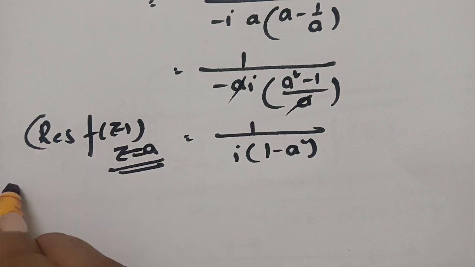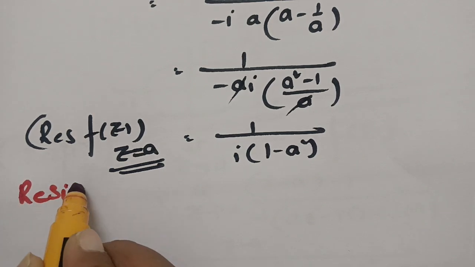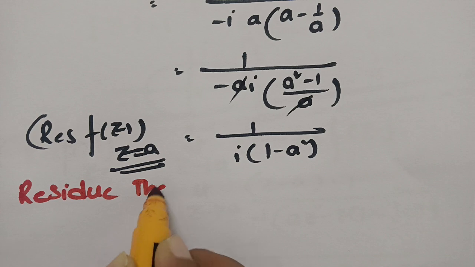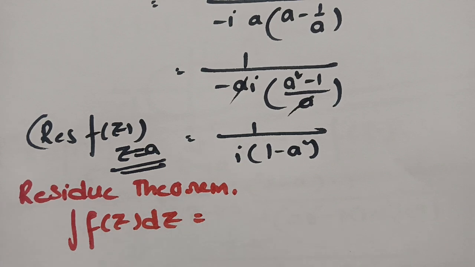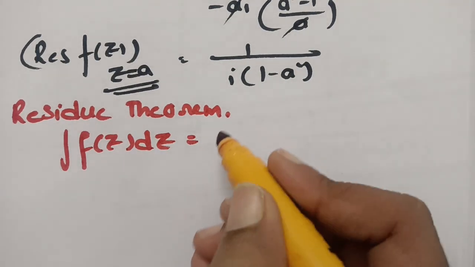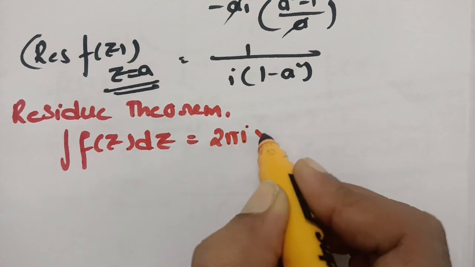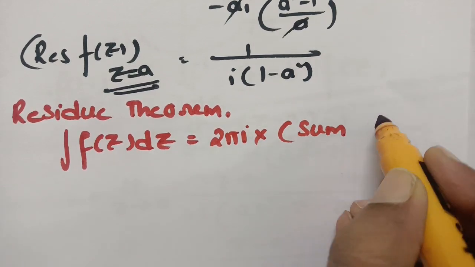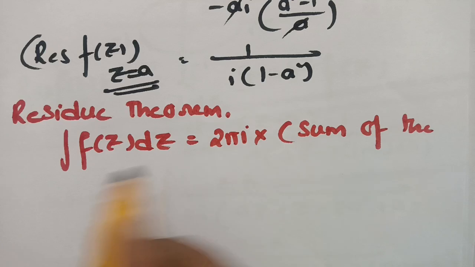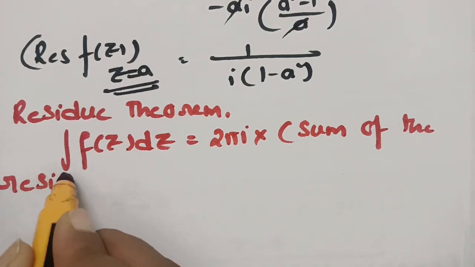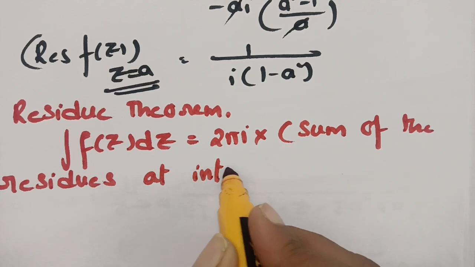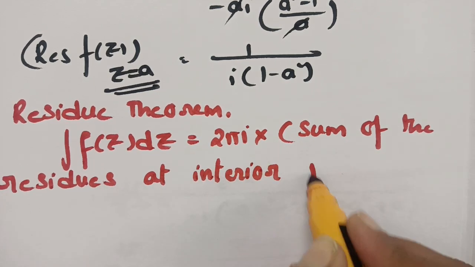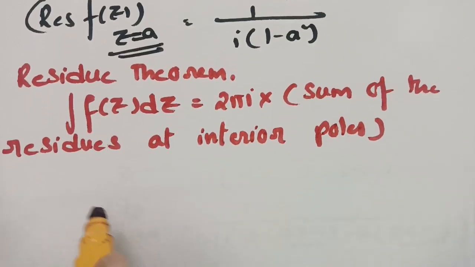So what is the residue theorem? The statement states the residue theorem. So according to the residue theorem, we have integral f of z into dz is nothing but 2 pi i times of the sum of the residues at the interior poles.